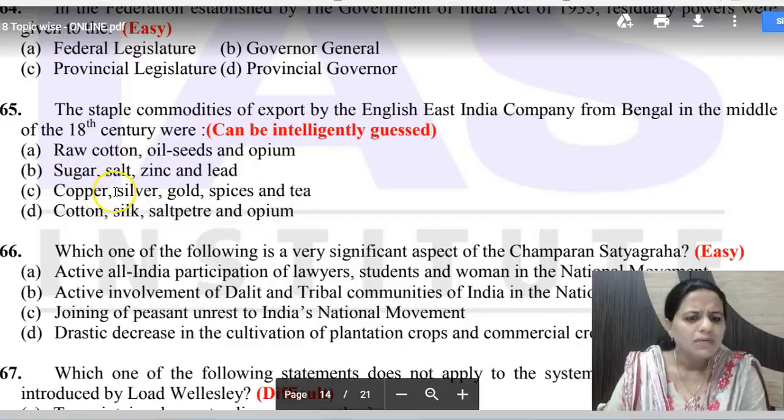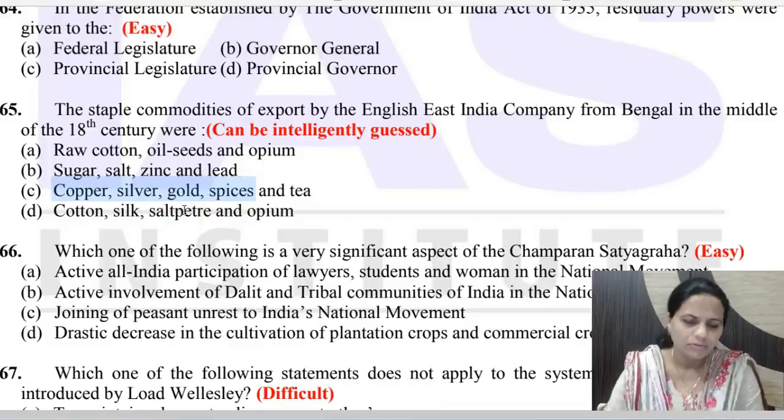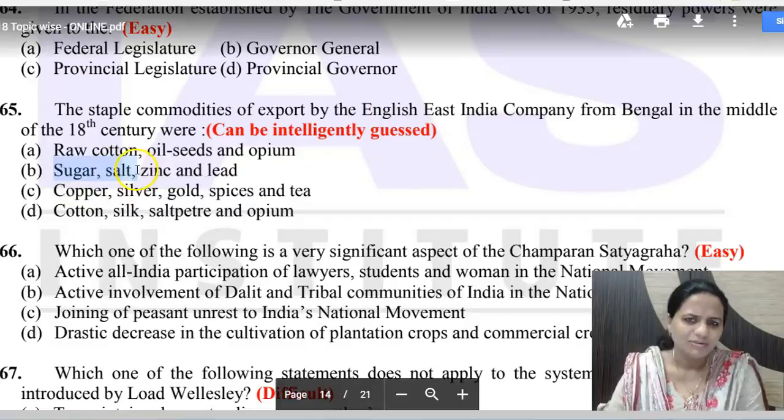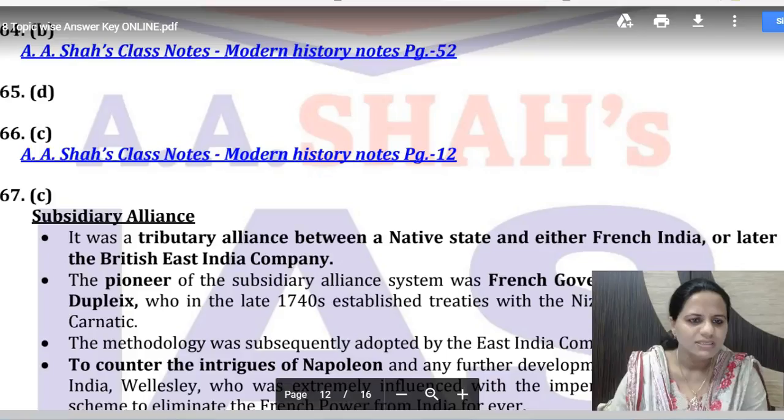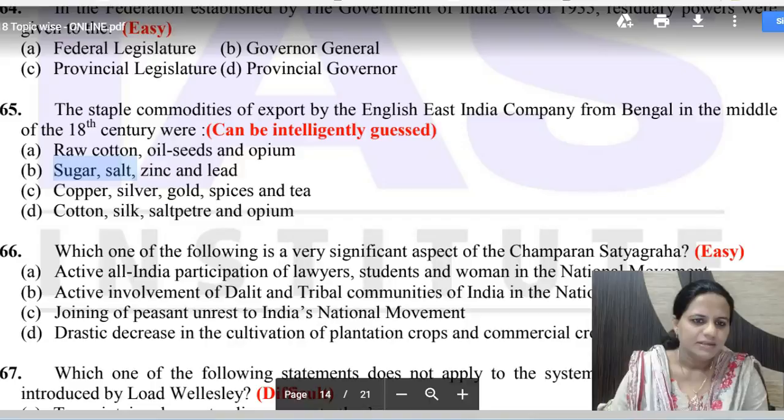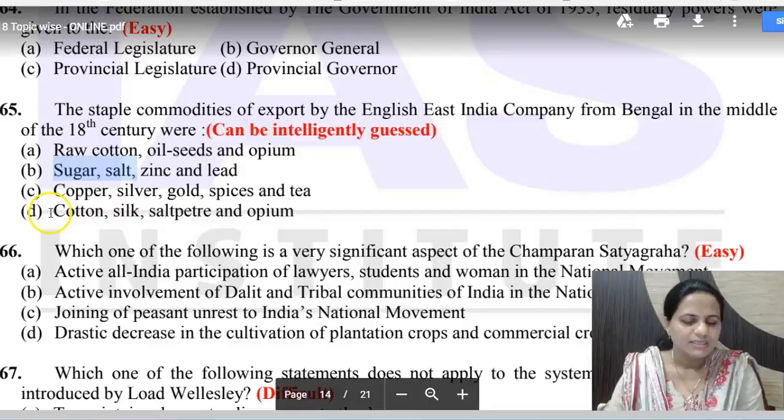But gold and silver were not exported; rather the British East India Company used to buy goods and give gold and silver in lieu of that. So C will not be the case. Sugar and salt do not seem to be commodities that needed to be exported from India to Europe. So of course B is not correct. So the correct answer is between A and D, and you have to select one. Of course cotton and silk were exported from Bengal to Britain. So D is the correct answer.